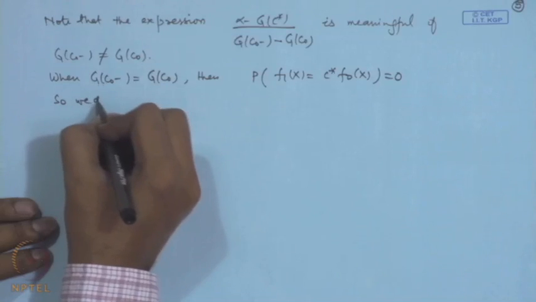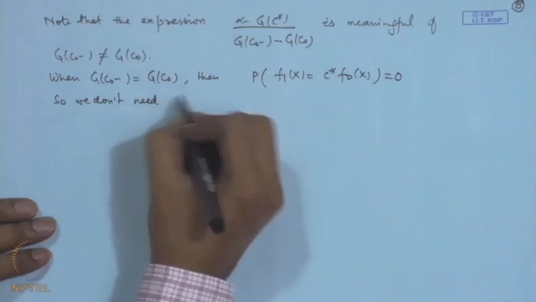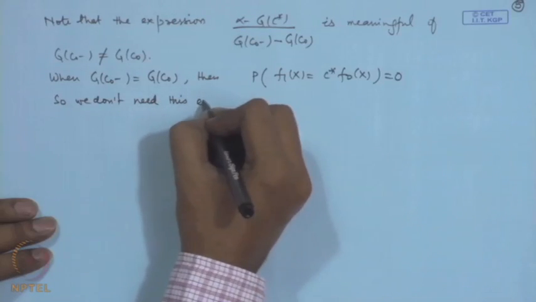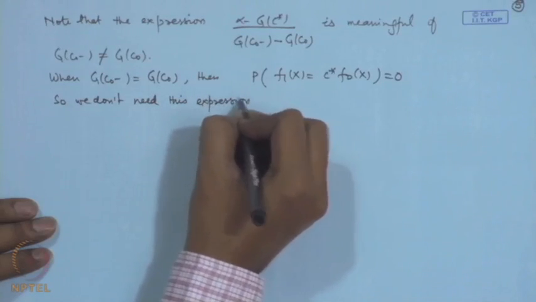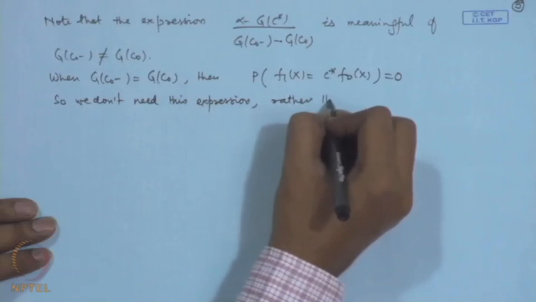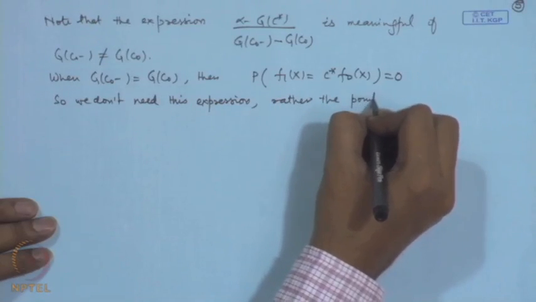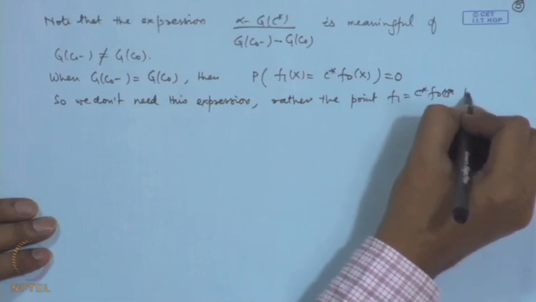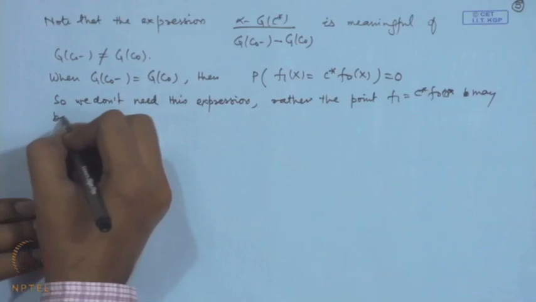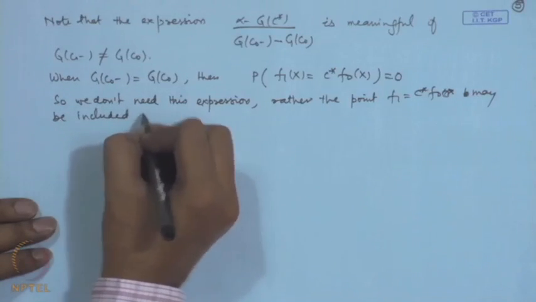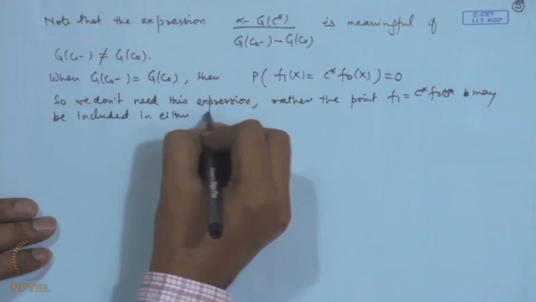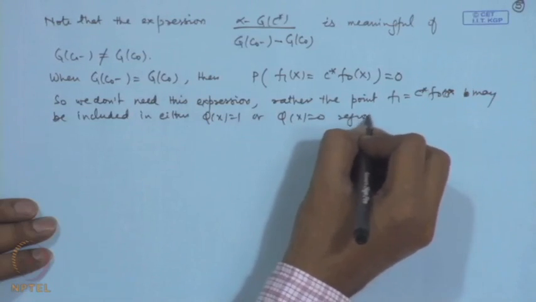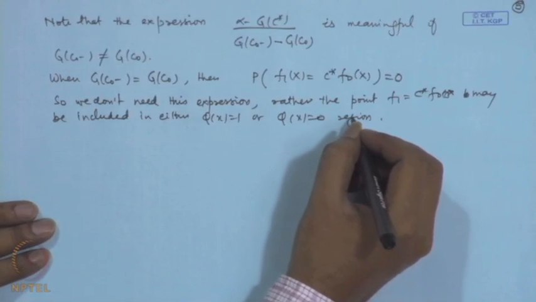So, we do not need this expression, rather the point f 1 is equal to c star f naught may be included in either phi x equal to 1 or phi x is equal to 0 region, and in the continuous case it will not change the probability.